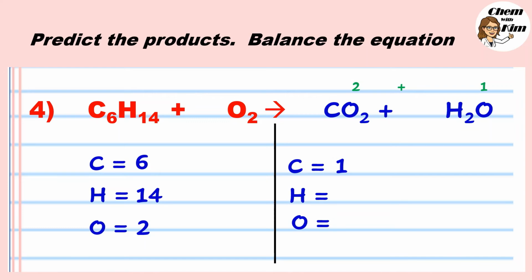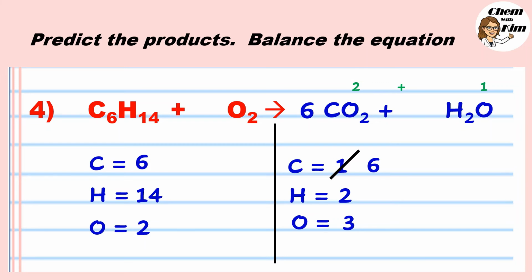So we take a look, there's 2 oxygen with the CO2, and there's 1 oxygen with the water on the product side, so that adds up to 3 oxygen, and there are 2 hydrogen. All right, so I'm going to start with the carbon. I'm going to put a 6 in front of the CO2 and then adjust my inventory.